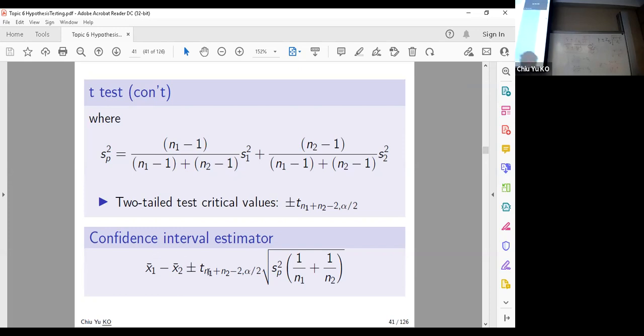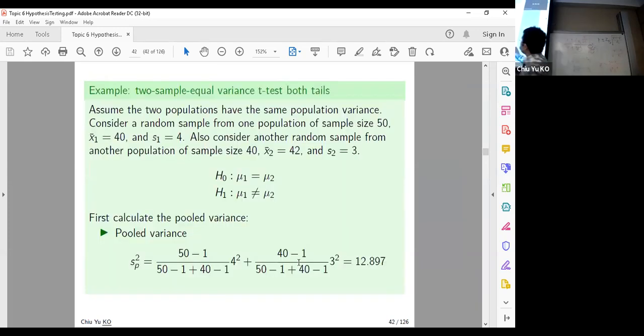So let me go through it again. N1 is 50, so 50 minus 1, N2 is 40, so 40 minus 1, with S1 and S2. S1 is 4, S2 is 3. So it turns out to be 12.8. This is in the middle of the two, right? Because 4 squared is 16, and S2 squared is 9. So it is between 16 and 9.